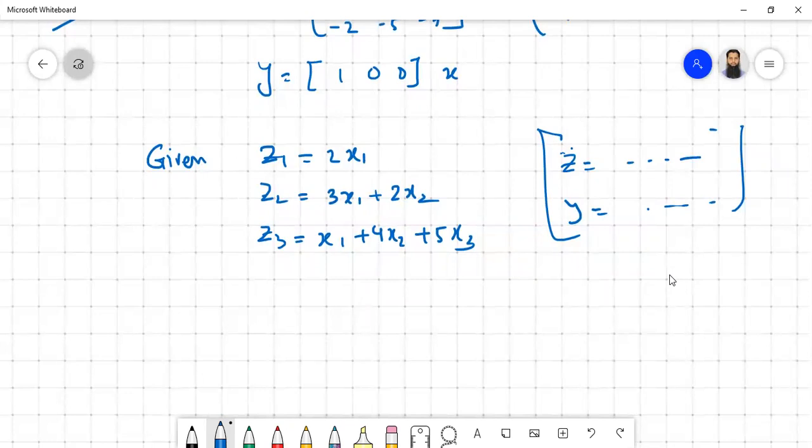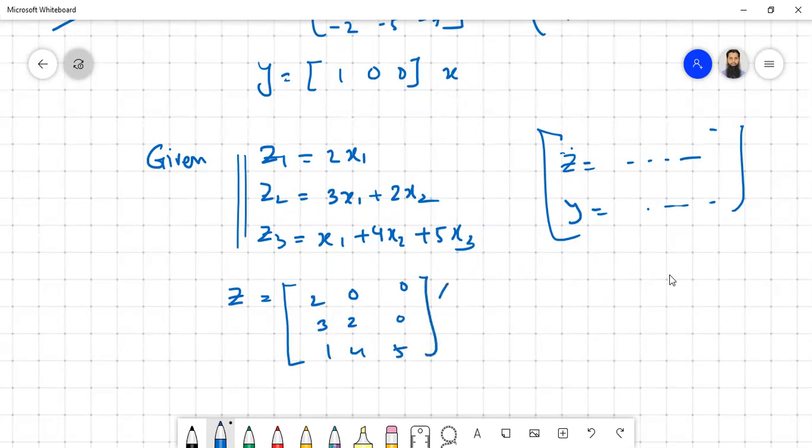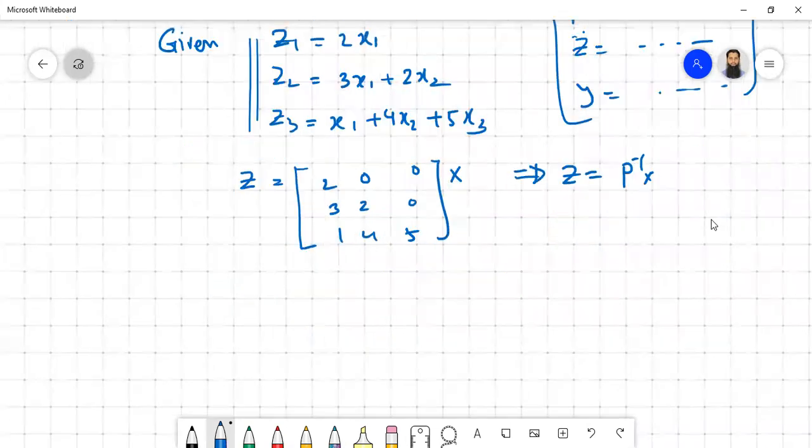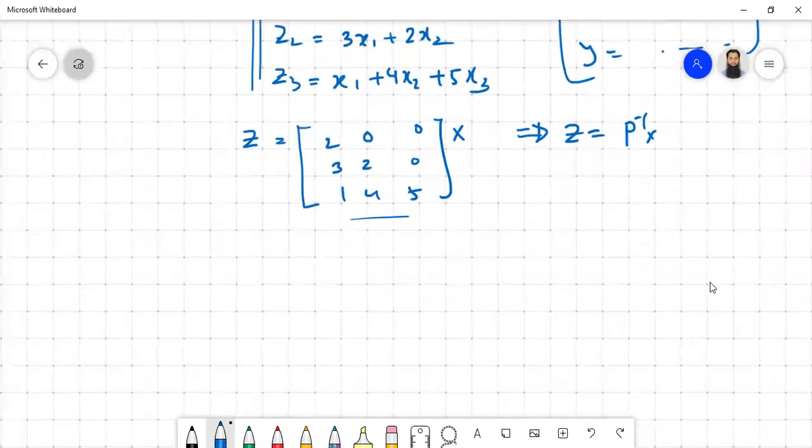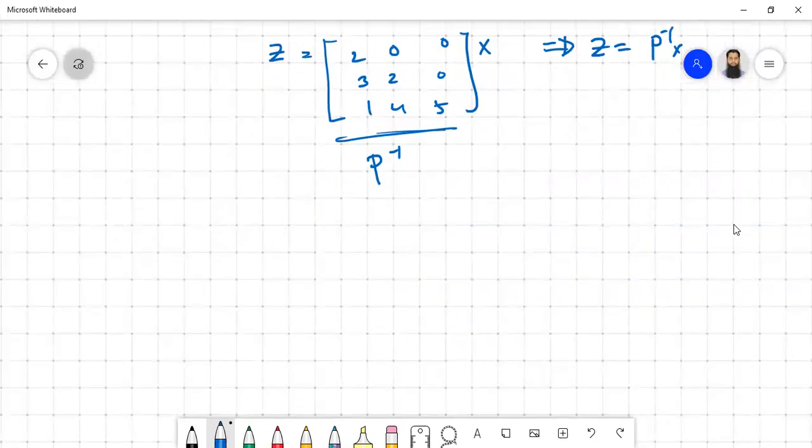From these given values, you can easily see that Z equal to, you can write in this way, 2, 0, 0, 3, 2, 0, 1, 4, 5, and these are X parameters, so X1, X2, X3. So we know that Z equal to P inverse X. What you can see is that this matrix that we have obtained from the relationship that has been given is actually our P inverse. So once we have the P inverse, we can easily find out P. You take another inverse of P inverse, that will give you P.